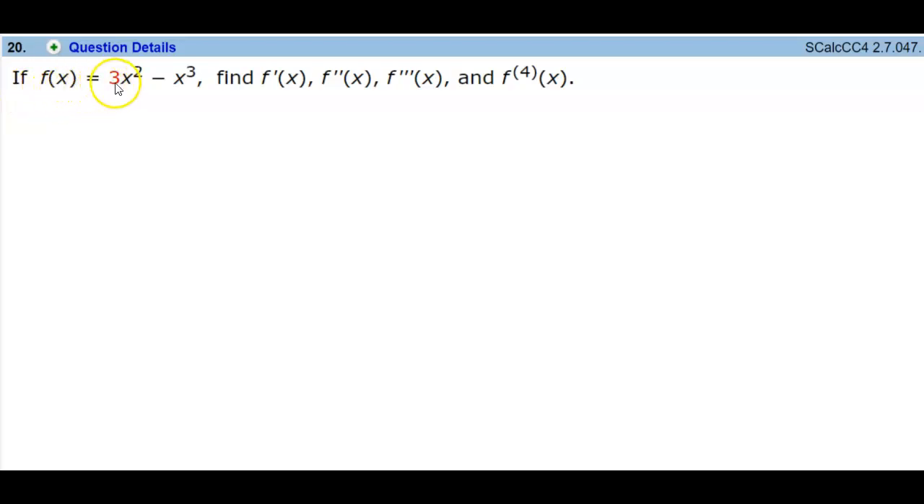If f of x is equal to 3 times x squared minus x cubed, find the first derivative, the second derivative, the third derivative, and the fourth derivative. So let's find the first derivative. So let's take a look at the definition.